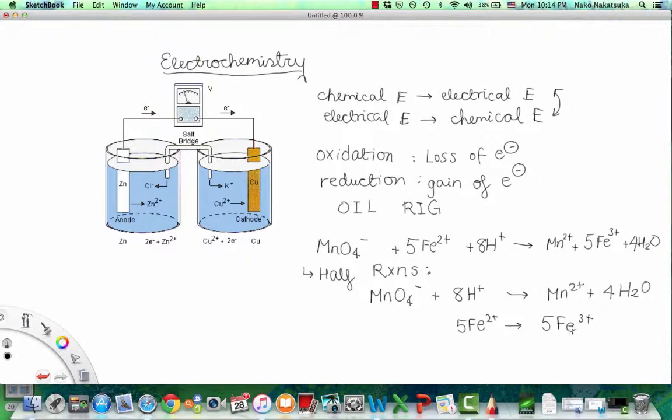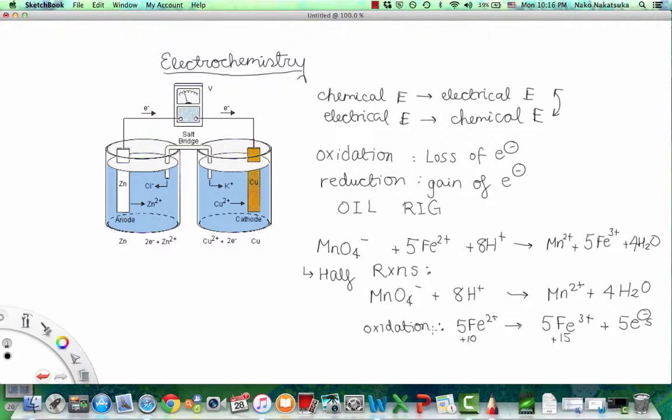So when you look at this equation, how many electrons are being transferred? So if you start out with 5 times 2+, this has a charge of plus 10, right? And if we look at the iron 3+, we have 5 of those with a charge of plus 3, so we have plus 15. So for something to have a plus 10 charge and then become plus 15, it means that it must have lost electrons, right? And so it lost electrons, and there's 5 electrons that were transferred. And since this is losing electrons, this is going to be the oxidation reaction.